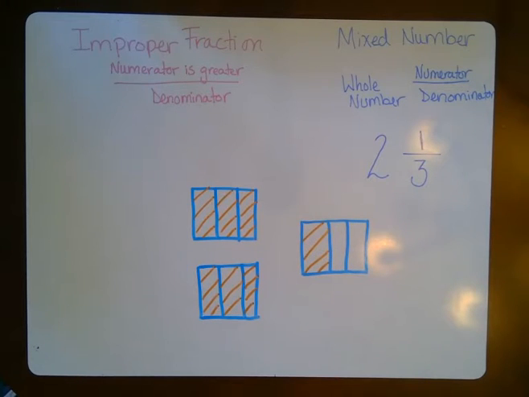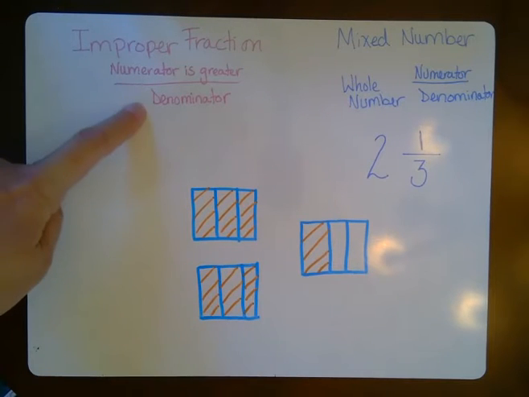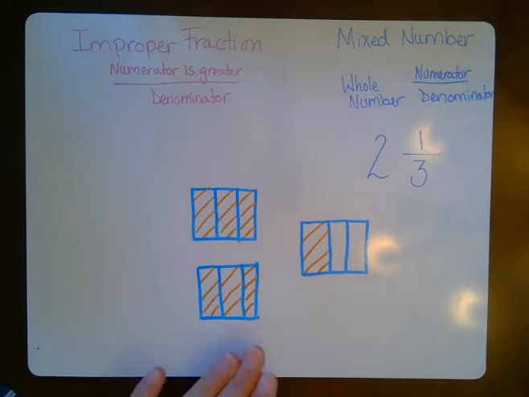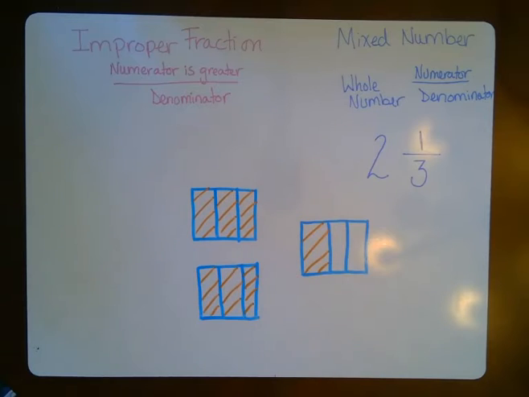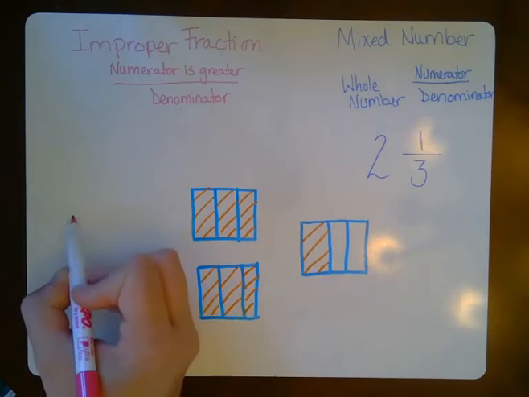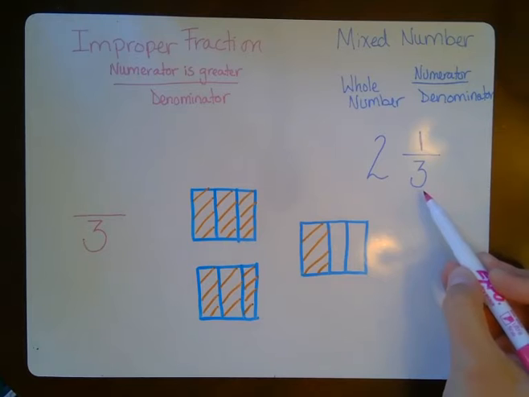Now going over to my improper fraction, I am going to use the same model and I am not changing it in any way. An improper fraction is when your numerator is greater than your denominator. Our denominator is not changing. I know that because I have not changed my model. All of my models are still separated into thirds. This is a model of thirds, this is a model of thirds, and so is this. So my denominator will remain a 3, just like it did over here.